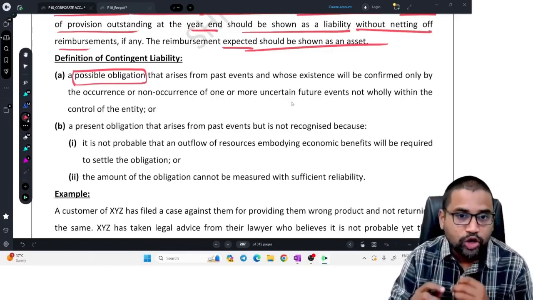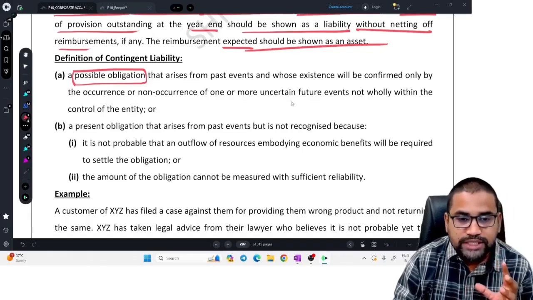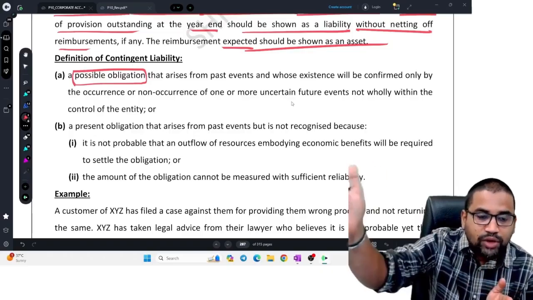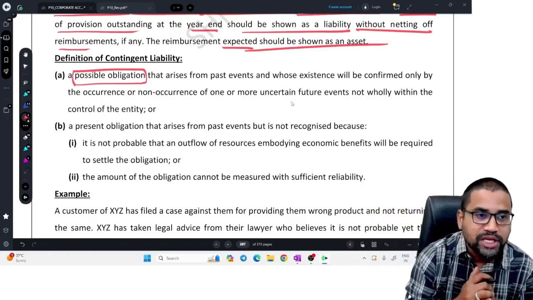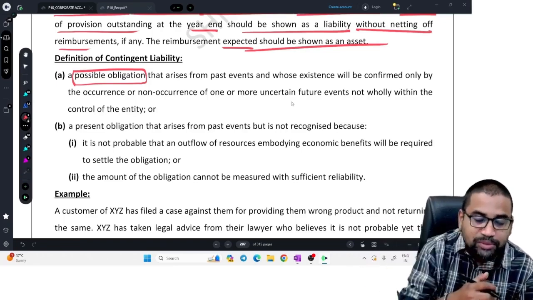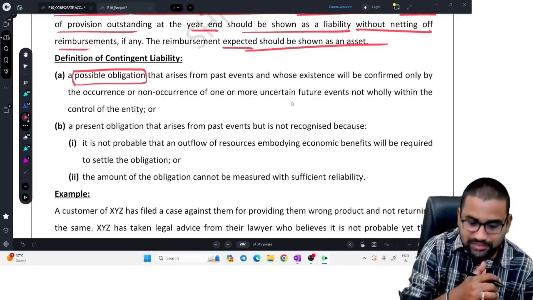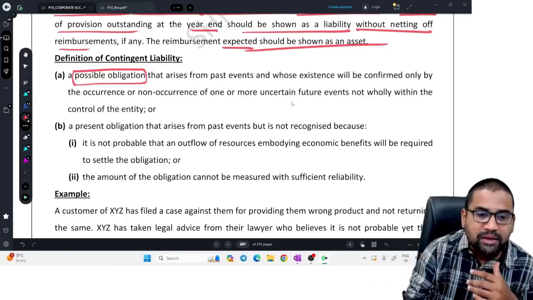For example, government has brought a new law. Now according to that new law, you have to install some safety equipment to your factory. If you don't install, you have to pay penalty. Now suppose you are in the current year end. Suppose still one more year time is there to install the equipment. Now tell me, is there a present obligation? No. Because still time is there. So based on the evidence available on the balance sheet date, its existence is not probable. There is no present obligation as of now. And an obligation may come or may not come.